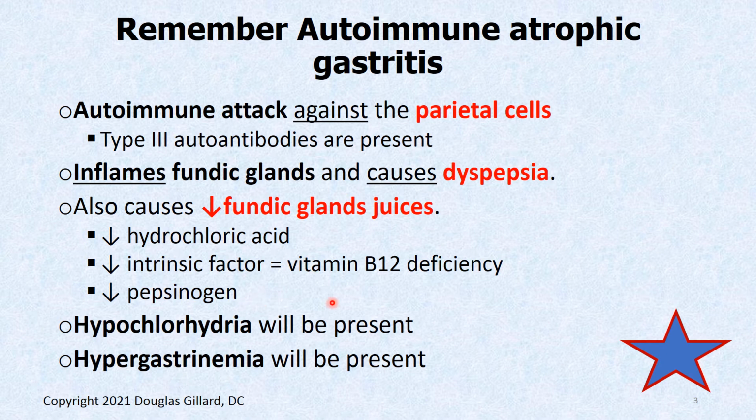So hypochlorhydria, which is decreased hydrochloric acid, or even achlorhydria, will be present, but hypergastrinemia will be present because there's nothing to turn off the G cells, and they're not involved in the autoimmune attack, so they work fine and they secrete very high levels of gastrin.